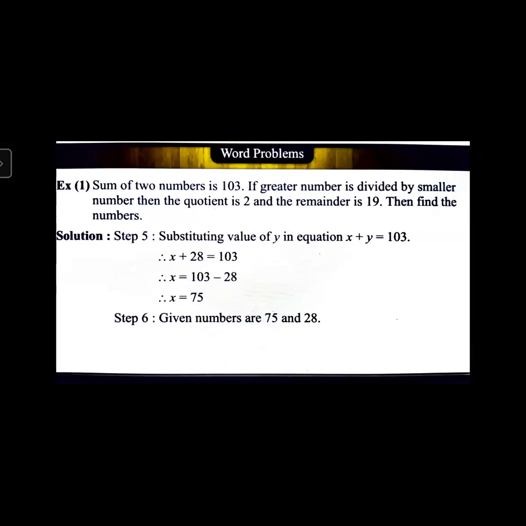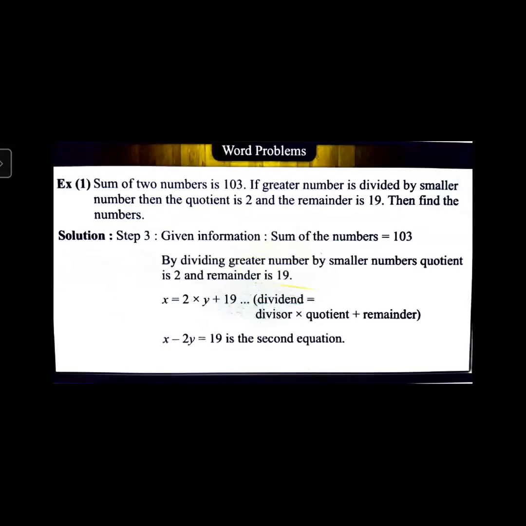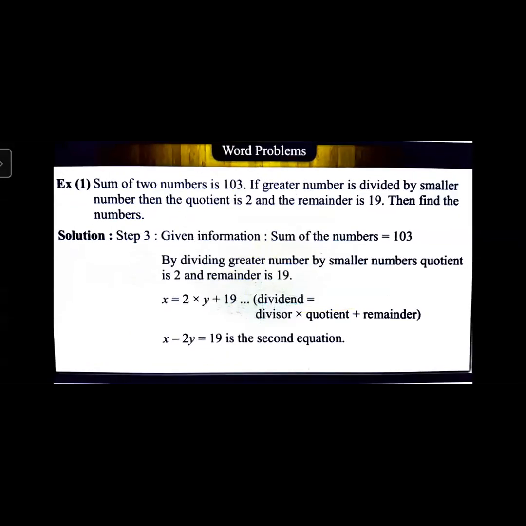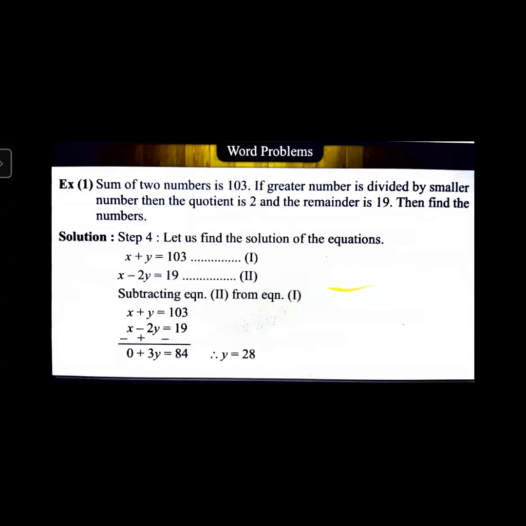So we are following step by step. You can see here, step 1 is to understand the given problem. Step 2 is use proper variable and note the rule: let the greater number be x and smaller number be y. Step 3 is to gather the given information and frame the equations. First equation is x plus y equal to 103. The second equation is x minus 2y equal to 19.